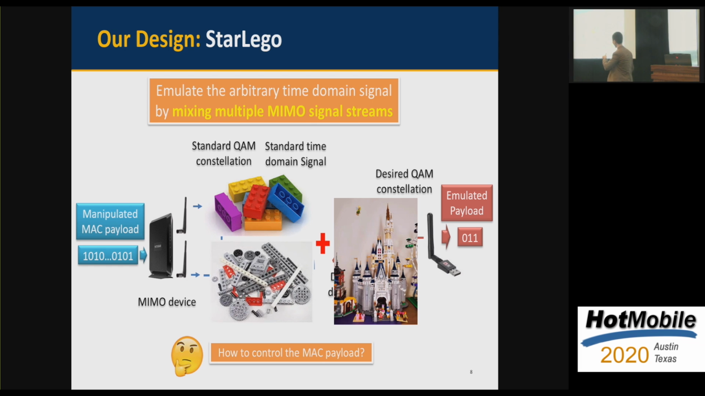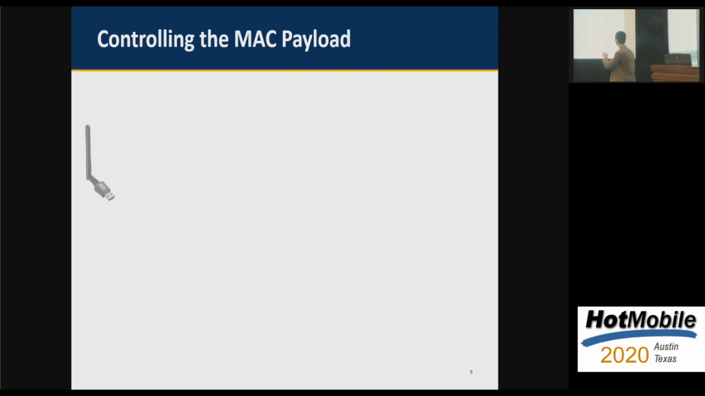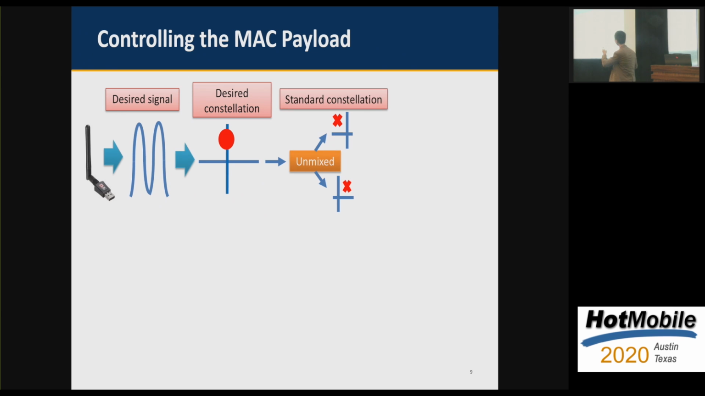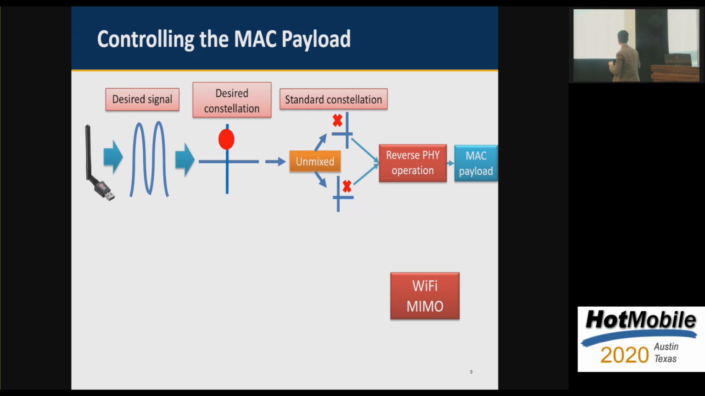So how exactly do we control the MAC payload? This is a key component here. Given a desired time domain signal, we can map it to the designed constellation points, and then we unmix them to the standard constellation points. And then we reversely do the physical layer operation. Basically, this reverse physical layer operation is just reverse engineering of the current physical layer implementation to get the MAC payload.